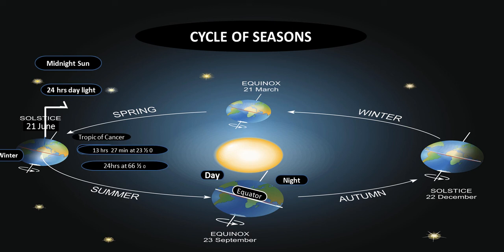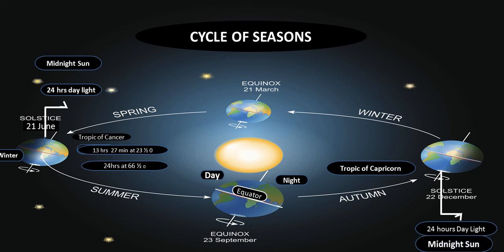On 22nd December, the vertical rays of the sun fall on the Tropic of Capricorn. It experiences summer. Areas beyond the Antarctic Circle experience 24 hours daylight. It is called midnight sun. It is summer in the southern hemisphere and winter in the northern hemisphere.